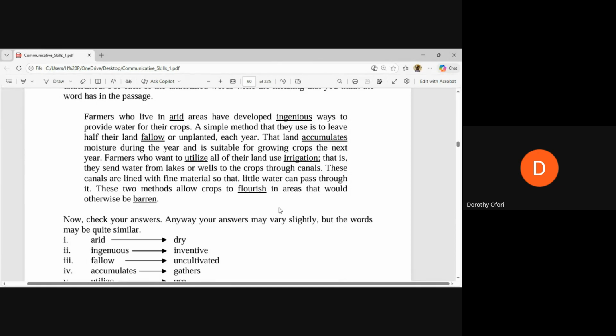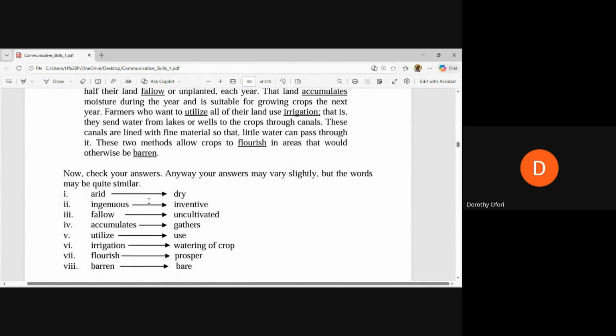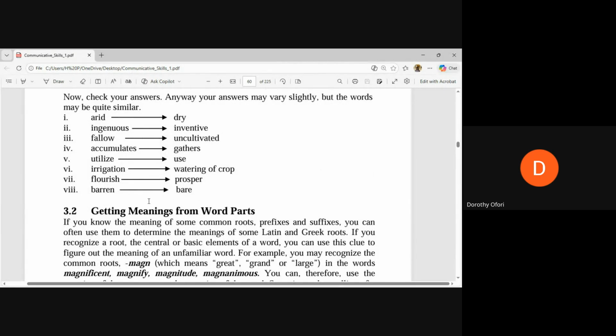So you know that these words have been contrasted. So to grow or to what? Not grow or something like that. Okay. Now we will look at this in the subsequent topics.